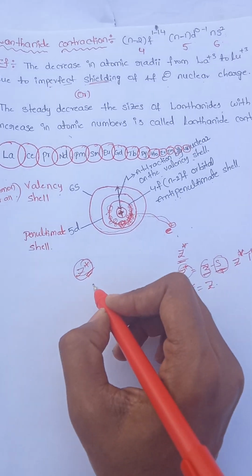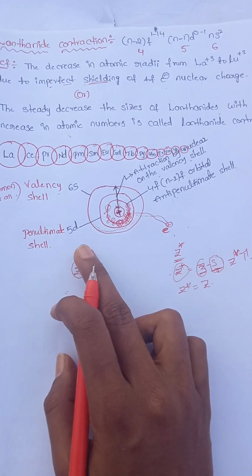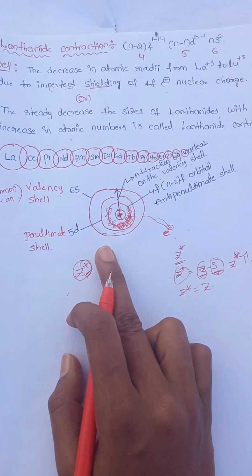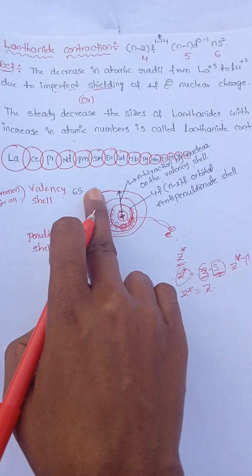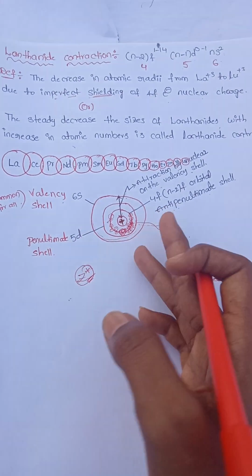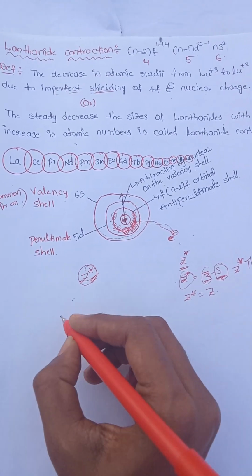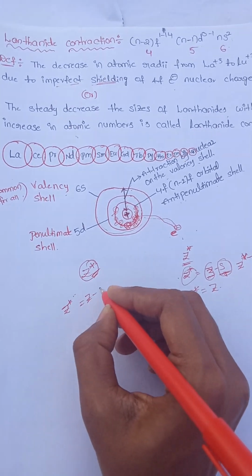So effective nuclear charge, that means the actual charge which is felt by the outermost electrons. Here, because of this, the shielding capacity may be reduced. So that means Z star is equal to Z minus S.